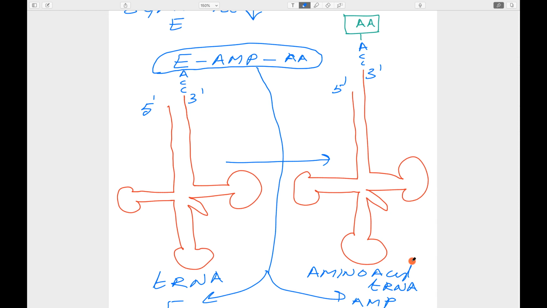That amino acyl transfer RNA goes to the site where it transfers the amino acid and helps in the prolongation of the polypeptide chain. How it takes place, we'll see in the next sessions while studying the translation process.